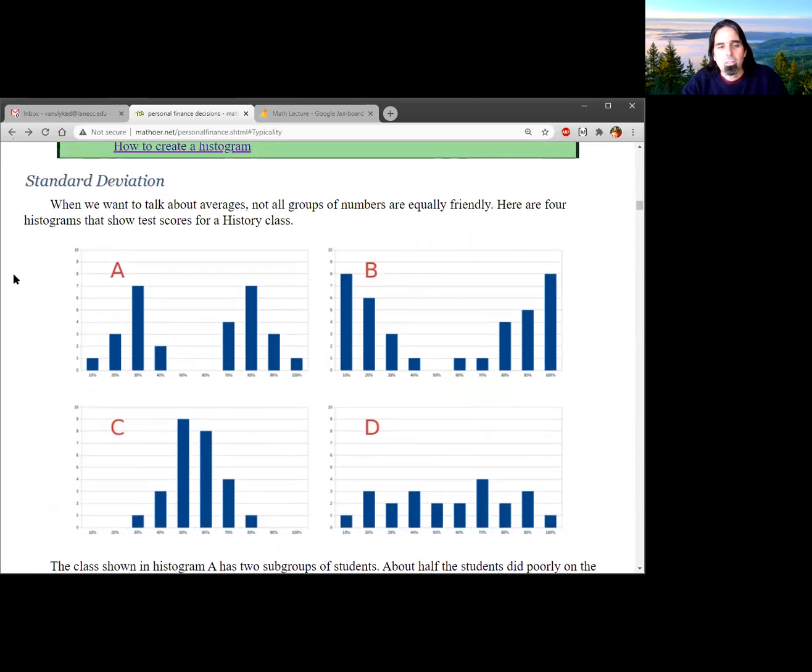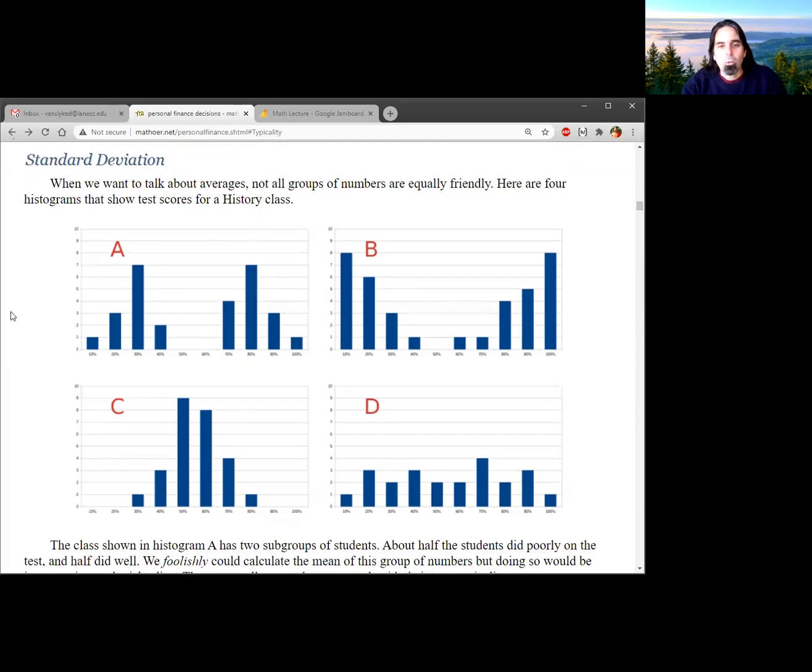There's a word we want to use called standard deviation. It shows up a lot when you read, so you should know what this is. But we're not going to actually calculate the standard deviation, which uses annoyingly advanced math. But here's basically what it is. Here we have 4 different histograms.